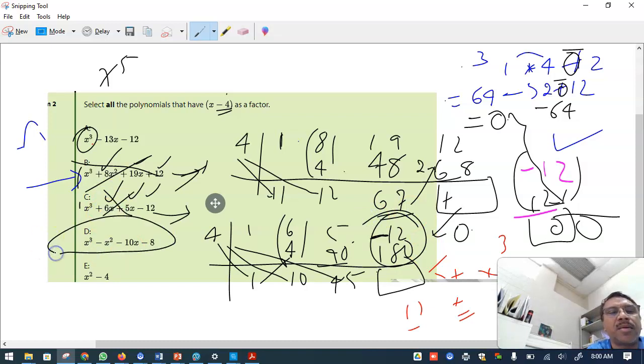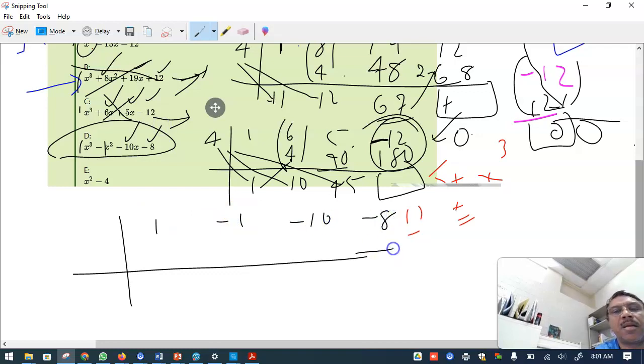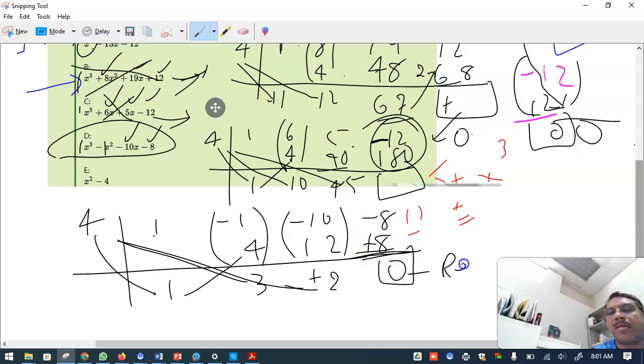And likewise, I want you to see the next one. So there is 1, there is minus 1, minus 10, and minus 8. Put a 4 here, drop down 1. 4 times 1 is 4, together is 3, 4 times 3 is 12, plus minus 10 together is 2, and 4 times 2 is 8, and plus minus 8 is 0. So that's good news. You get the remainder 0.